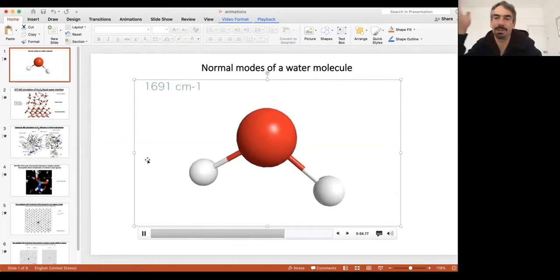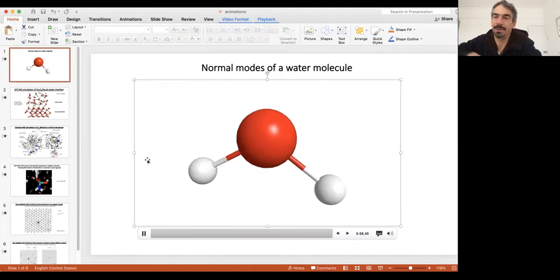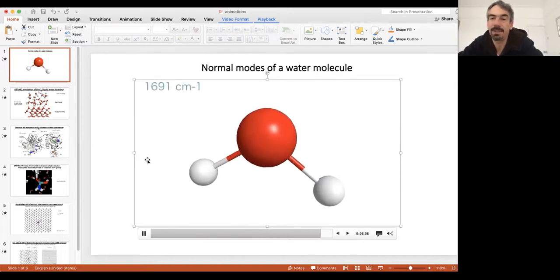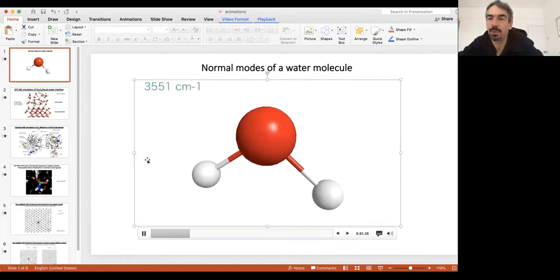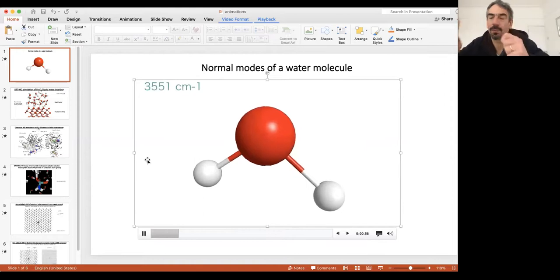I have the vibrational frequency in centimeters, right? 3,500 centimeters. Now you can convert this into frequency, and then you discover that basically the stretch motion of a water molecule is roughly 8 to 10 femtoseconds. So in 8 to 10 femtoseconds, you have one oscillation.